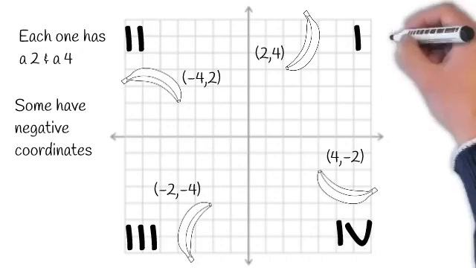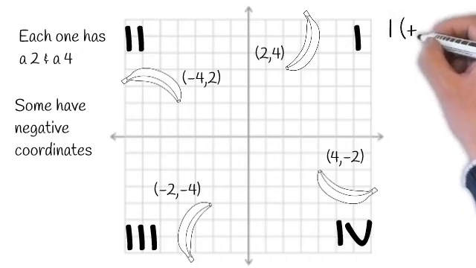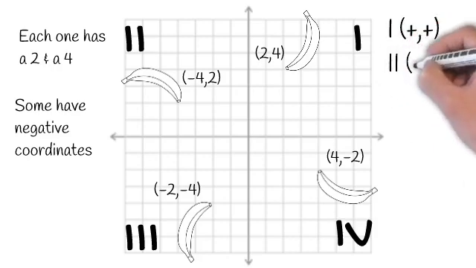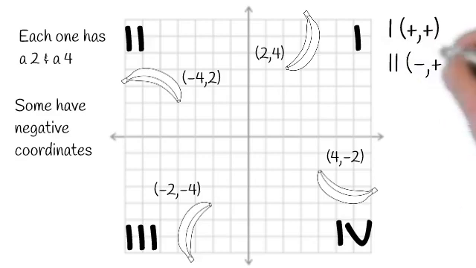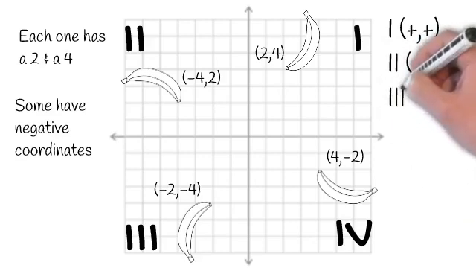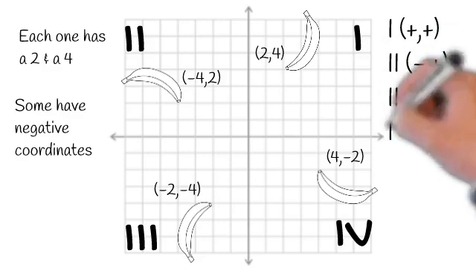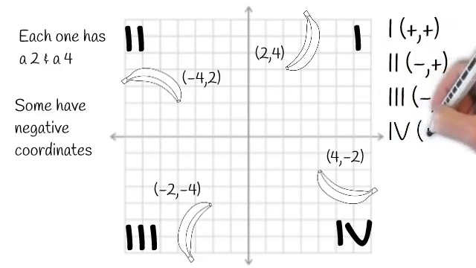Something else you should already know is that in quadrant 1, both coordinates are positive. In quadrant 2, the first coordinate is negative, and the second coordinate is positive. And in quadrant 3, they're both negative. And in quadrant 4, the x-coordinate or first coordinate is positive, and the y or second coordinate is negative.